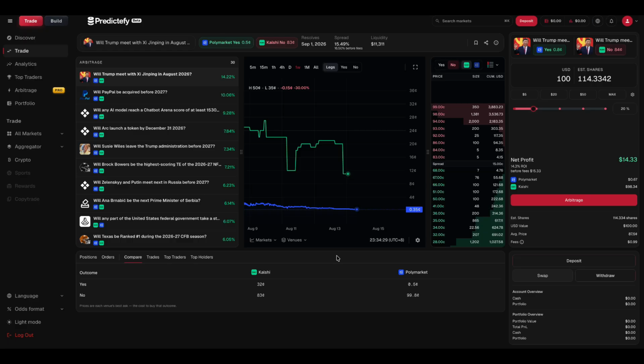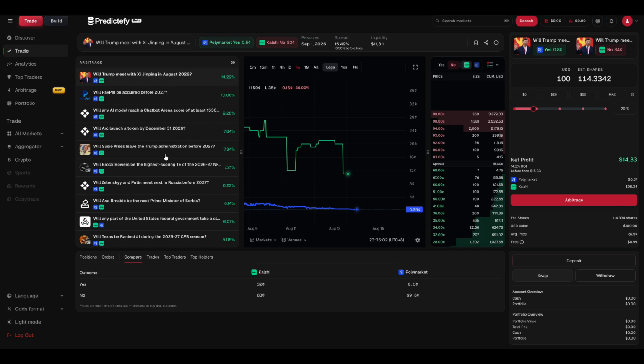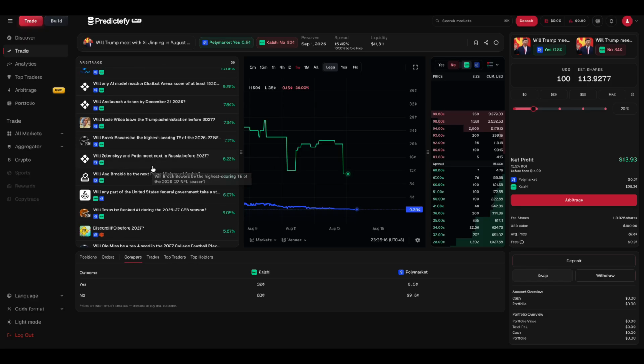You're not really trying to be the world's best predictor. You're looking for discrepancies in the market. So this is basically the prediction market arbitrage terminal within Predictify. You can see the opportunities showing up here, and the whole point is that I don't have to manually open hundreds of markets and compare prices myself. I can just scan through the opportunities here and then investigate the ones that actually look interesting.